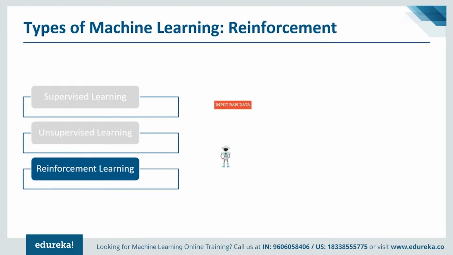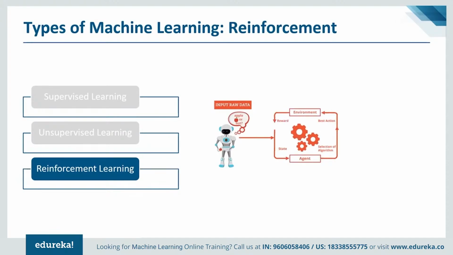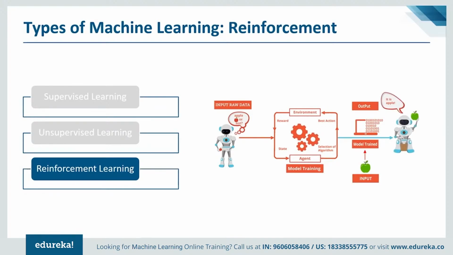Fine. The reinforcement learning model is about the interaction between two elements, the environment and the learning agent. The learning agent leverages two mechanisms, namely exploration and exploitation.